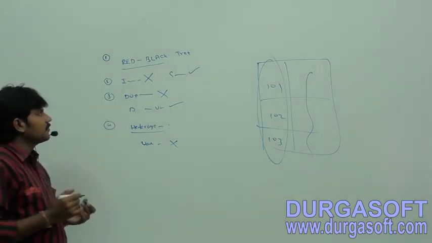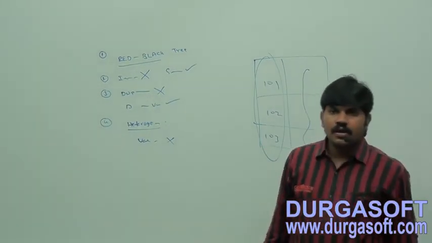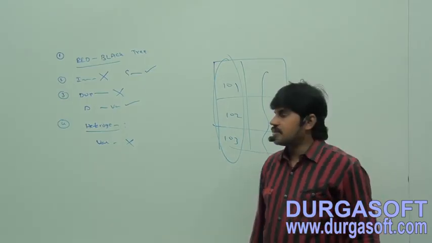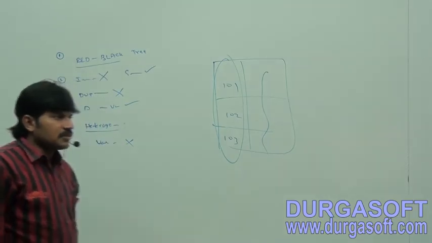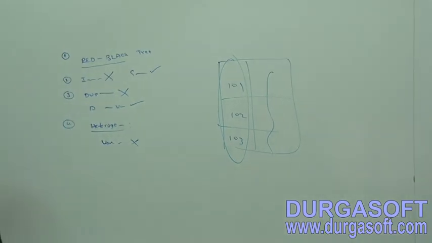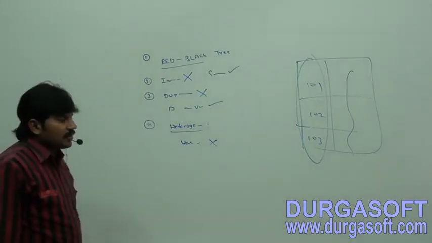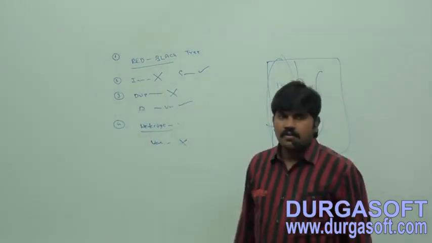First, add up to this. The underlying data structure is red black tree.